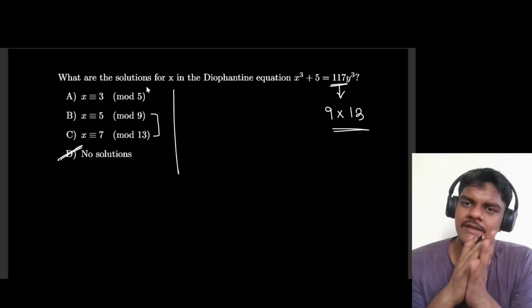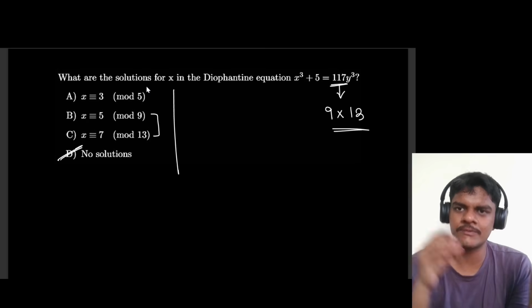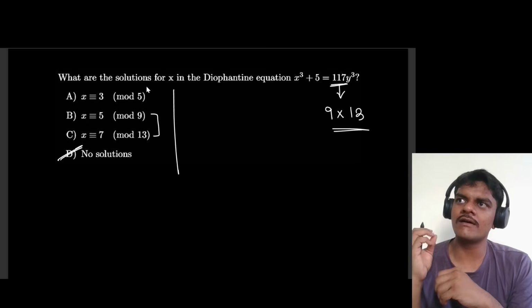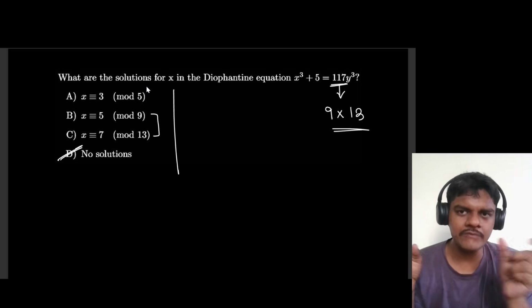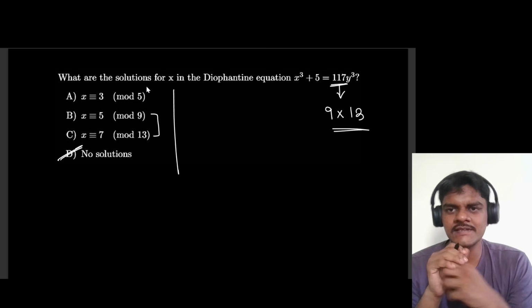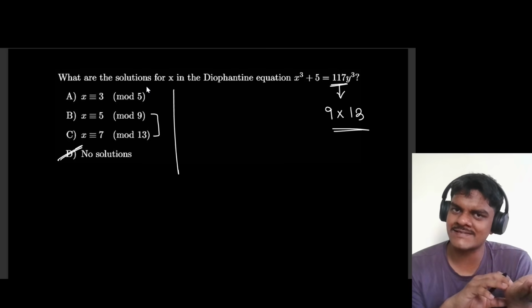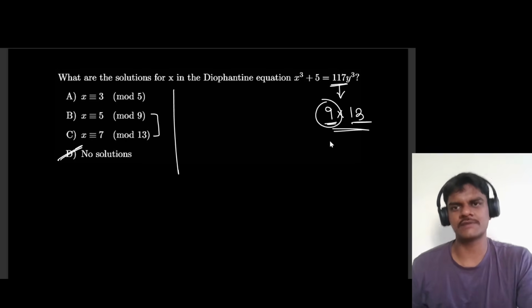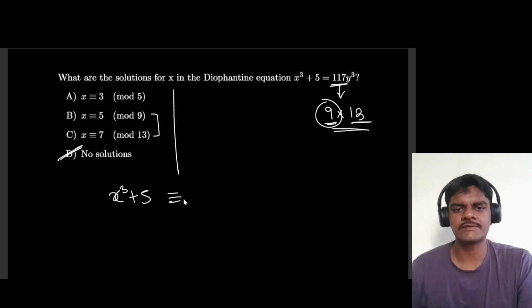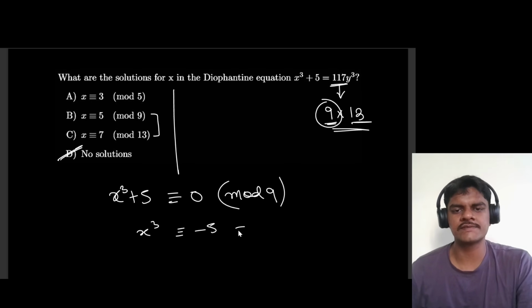When you are solving Diophantine equations of this type, where you have x cube and y cube separately, you use modular arithmetic in a way such that if you mod it with something, one of the variables should disappear. Since we don't have any coefficient for x cube, we will use mod 9 or mod 13 only, right? So first let's use mod 9. That means this will be 0. So x cube plus 5 is congruent to 0 mod 9. Now, is this possible? Is x cube congruent to minus 5, which is congruent to 4 mod 9?